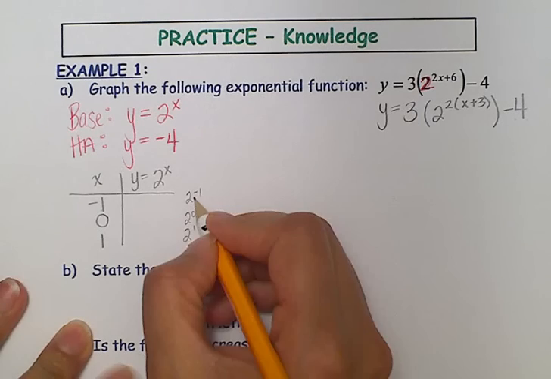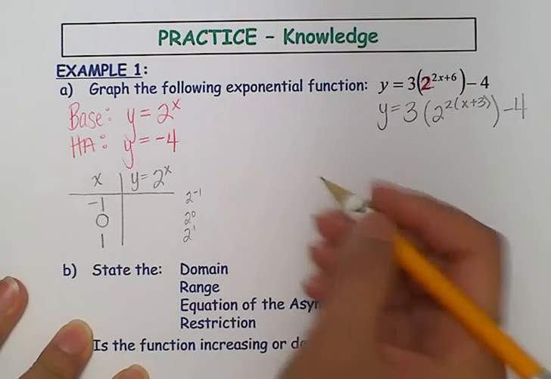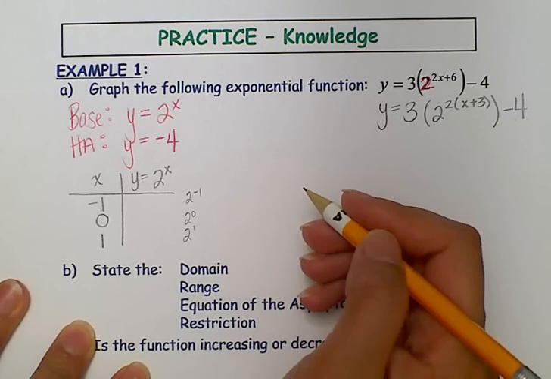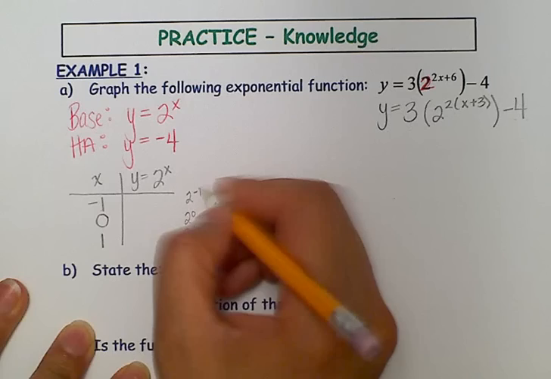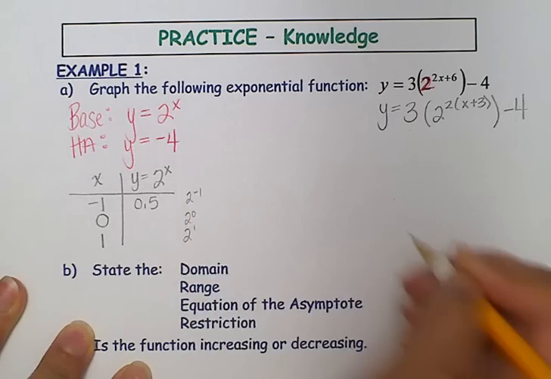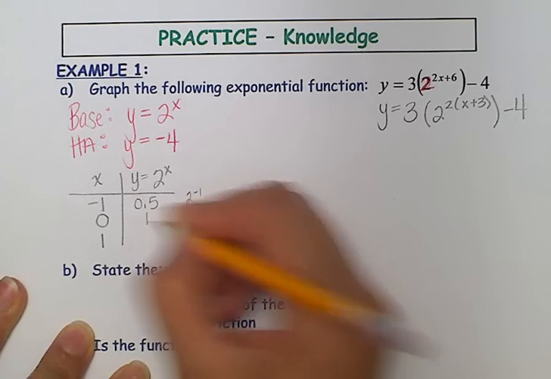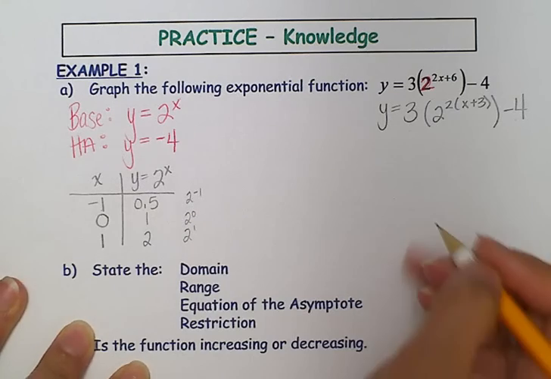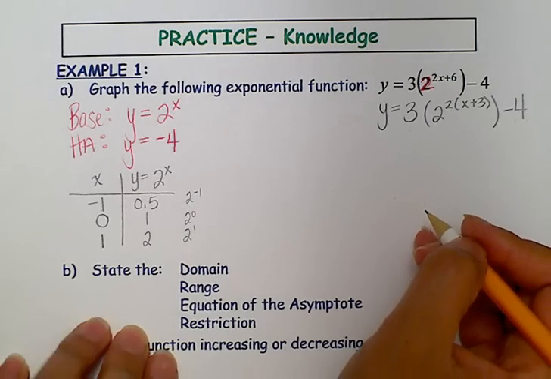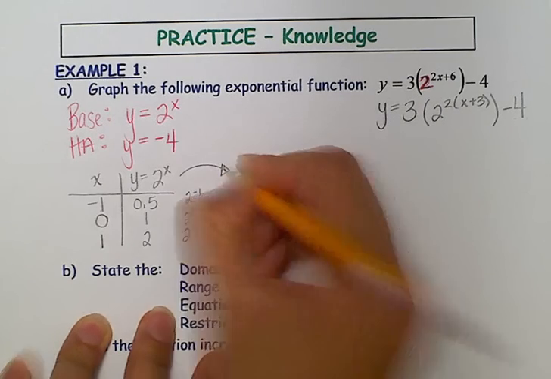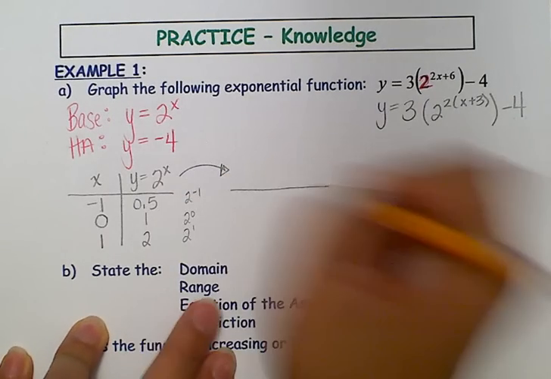And so I get 2 to the exponent -1 is the same as 1 over 2 to the exponent +1. So the reciprocal of the base to a positive exponent. And so that gives me a half, which I can write as 0.5. And then 2 to the exponent 0, we know anything to the exponent 0 is equal to 1. And 2 to the exponent 1, we know that an exponent of 1 on any base gives you the base that you started with.